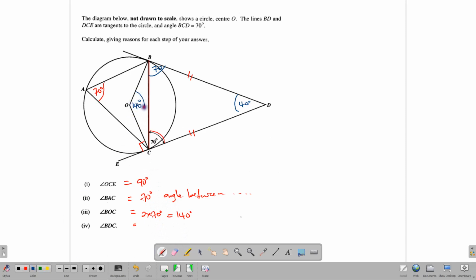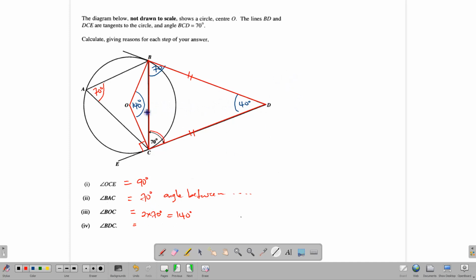Now notice that this shape, let me try to highlight the shape for you so you can see it better. This shape is a kite. So here's our kite. Take the two radii and take the two tangents, and we have a kite. And with a kite, these two angles are supplementary to each other. So if this is 140, then this one is going to be 180 minus 140.